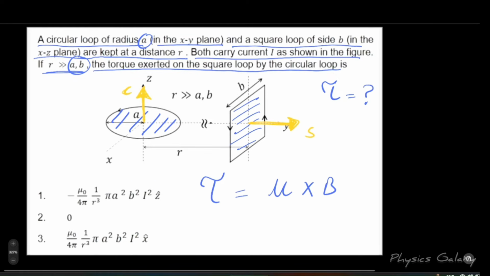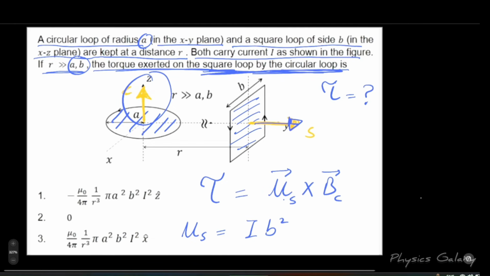So torque exerted on the square loop by the circular loop. How much torque is acting on this because of it? So mu will be of S and B is the magnetic field due to the circular loop. Mu cross B. Now what is mu? Mu of square, we can simply write, will be equal to current times the area, so that will be b square, right?